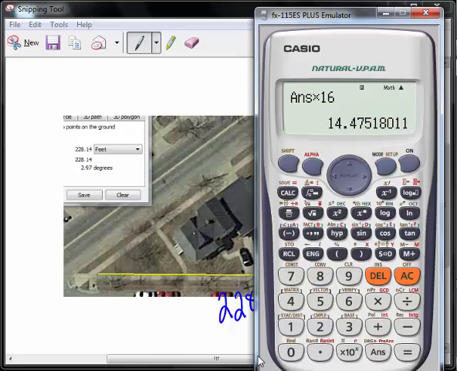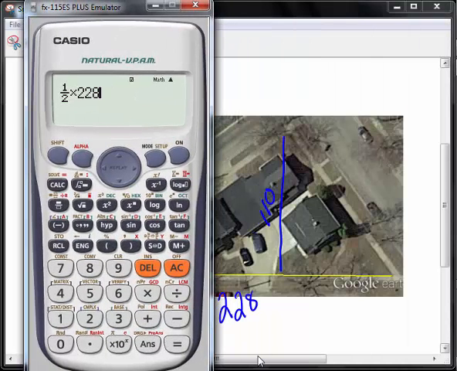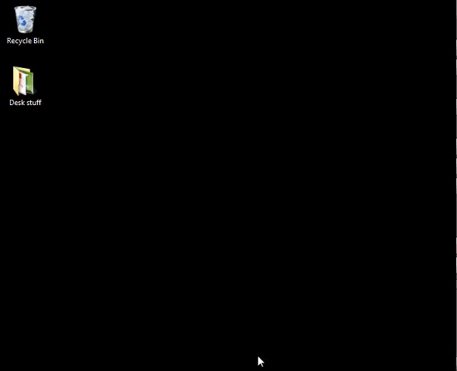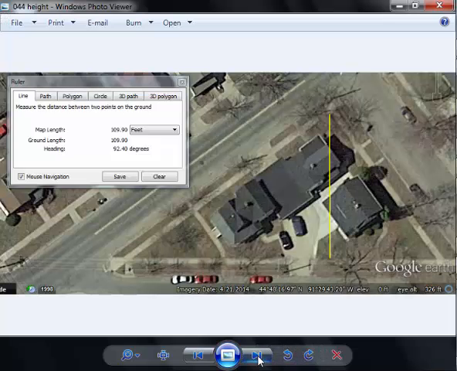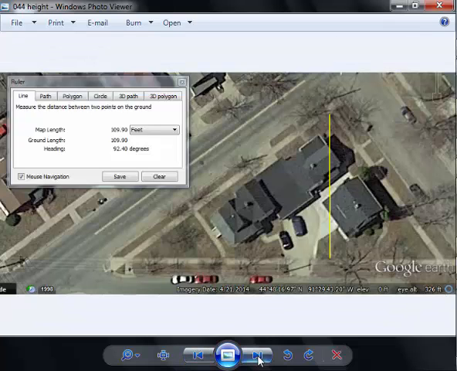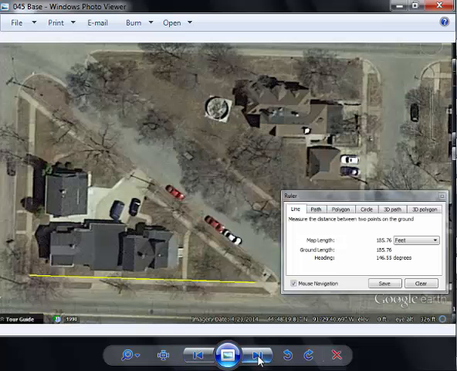Area is 1/2 times the base, which is 228 feet, times the height, 110 feet, and we get an area of 12,540 feet. And when we actually did it, so 12,500 feet. Here's another one.